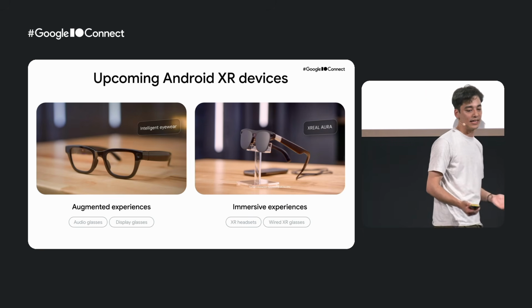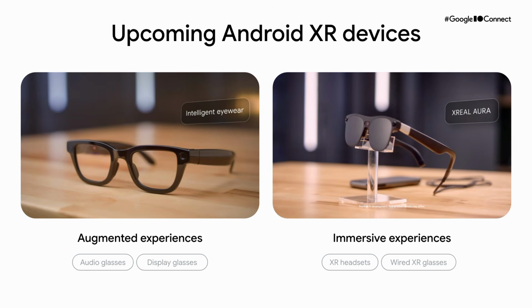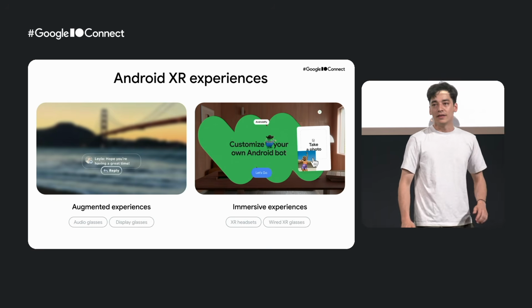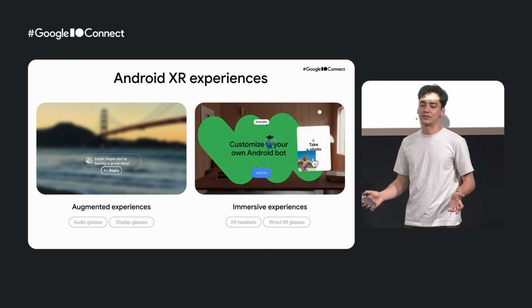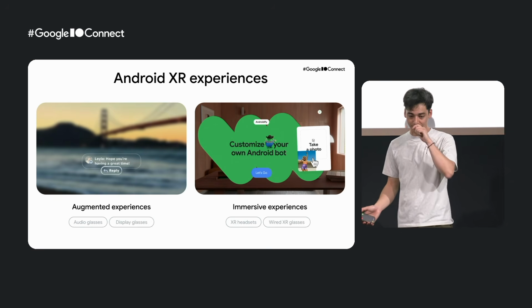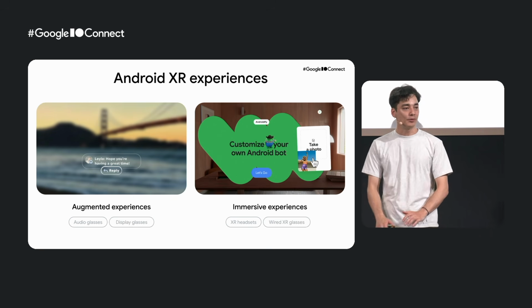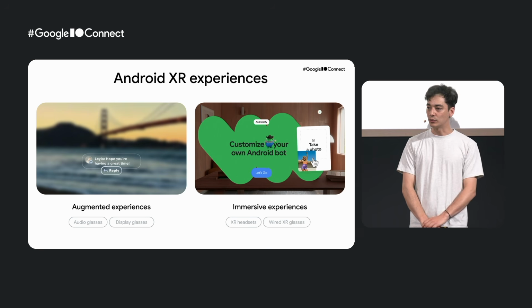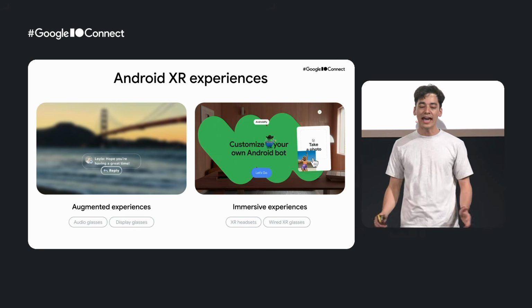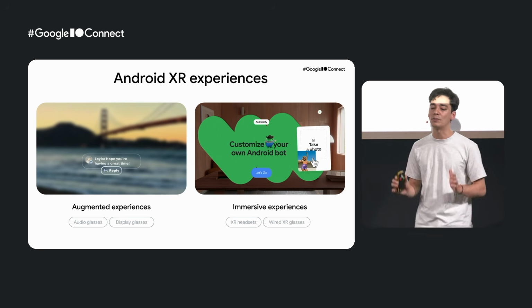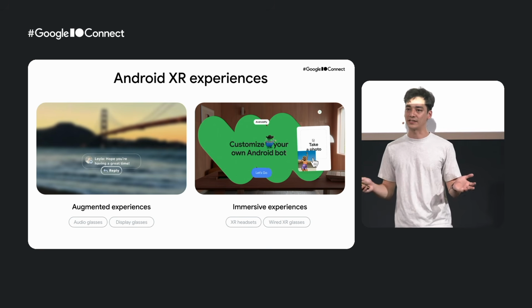On the left, you can see intelligent eyewear, which includes audio and display glasses that augment the world around you with helpful experiences. And on the right, XReal Aura. They're lightweight, wired XR glasses with optical see-through technology. These different types of devices have different types of experiences that they're optimized for. Audio and display glasses help you in your day-to-day life and are optimized for low power use and augmenting the world around you. XR headsets and wired XR glasses have more powerful immersive capabilities and advanced UI capabilities.